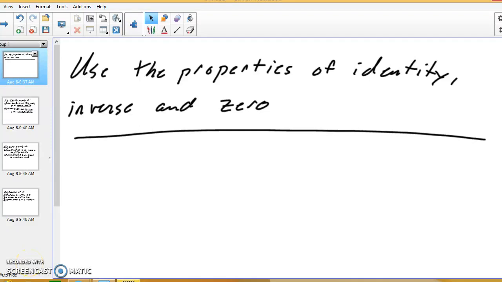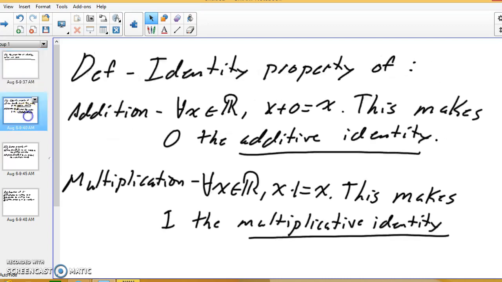In this lesson, we're going to learn about the properties of identity, inverse, and zero. So first one, we'll start with identity. And again, this is going to be a kind of long, wordy definition, so I'm just going to read through all of it, and then I'll come back and explain it all at the end.